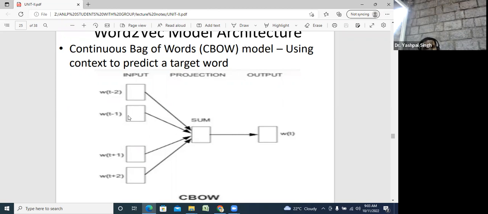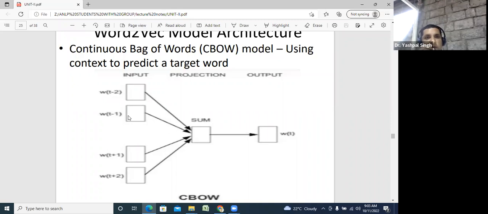The input will be in terms of vectors, so we are using t minus 1 and t minus 2, and we have the positive vectors, plus 1 and plus 2. Whatever input comes in the form of these vectors w goes to the sum, where the projection and manipulation go on, and after that we get the output for the same.